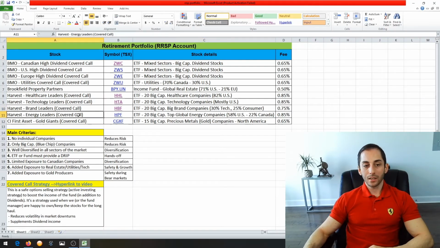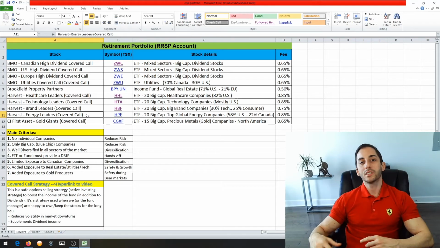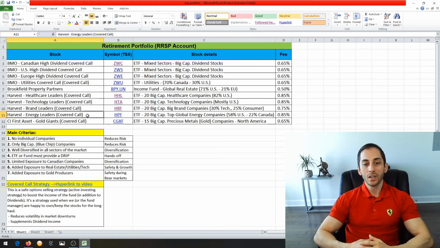And the second last fund is called the Energy Leaders. So this gives me some exposure to the energy sector. So this fund has 20 of the biggest energy companies in the world. So 58% in the US, 22% in Canada, really nice mix there. The rest, of course, is going to be international. So a good way to get some focus on energy, but really the safer energy companies, which tend to fluctuate a lot less than the small ones.